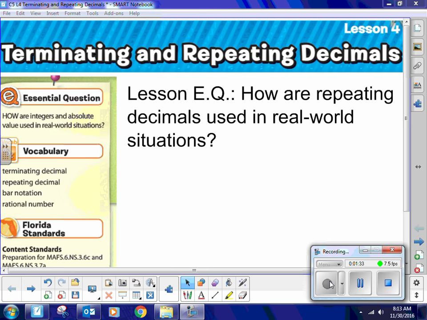They don't say they go negative 4 yards. No, they say they lost 4 yards, which we know means an integer of negative 4. But they use the absolute value of it and just say they lost 4 yards. Okay, and that's just one of many you should be able to come up with on your own. All right. The lesson essential question is: how are repeating decimals used in real-world situations? I will answer that question on the next slide, okay?